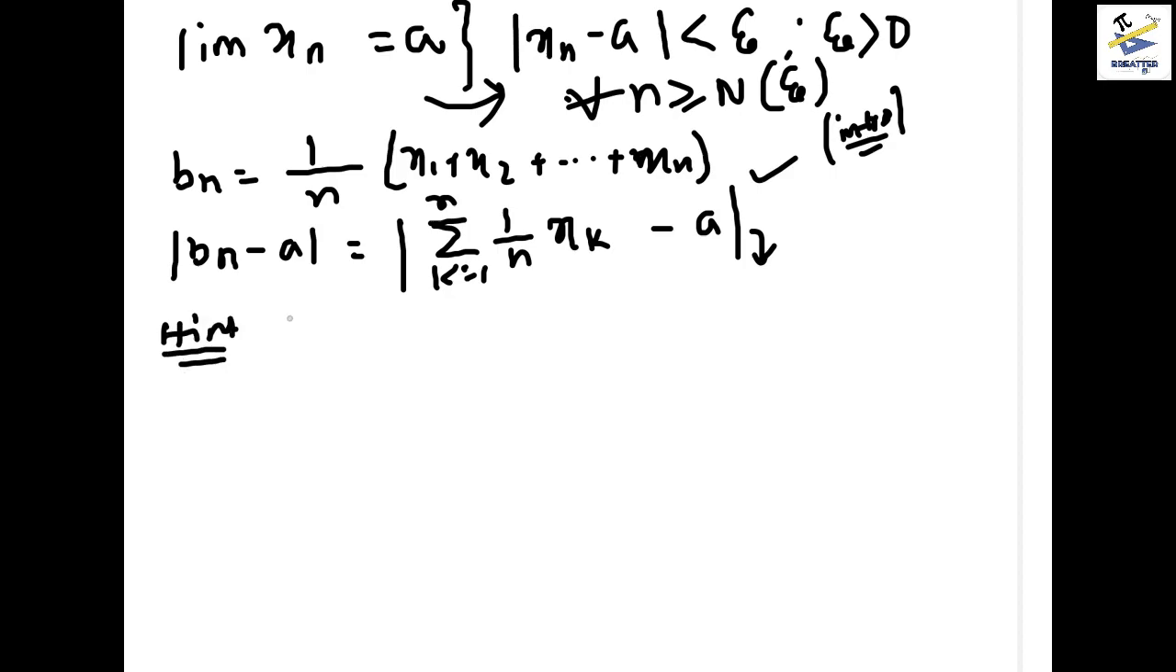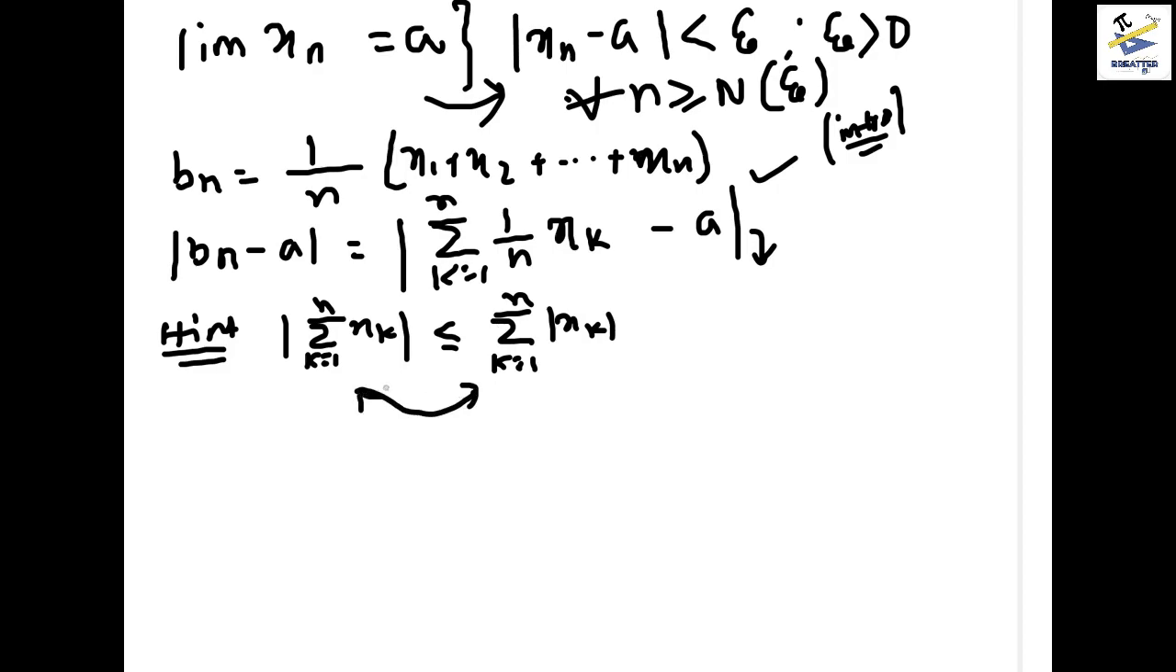So somehow you need to use that the modulus of summation k equals 1 to n of xk should be less than or equal to summation k equals 1 to n of modulus of xk. This thing needs to be used, and you need to figure out how to use it, and you need to do something about this a. You need to put it inside, but how do you do it?